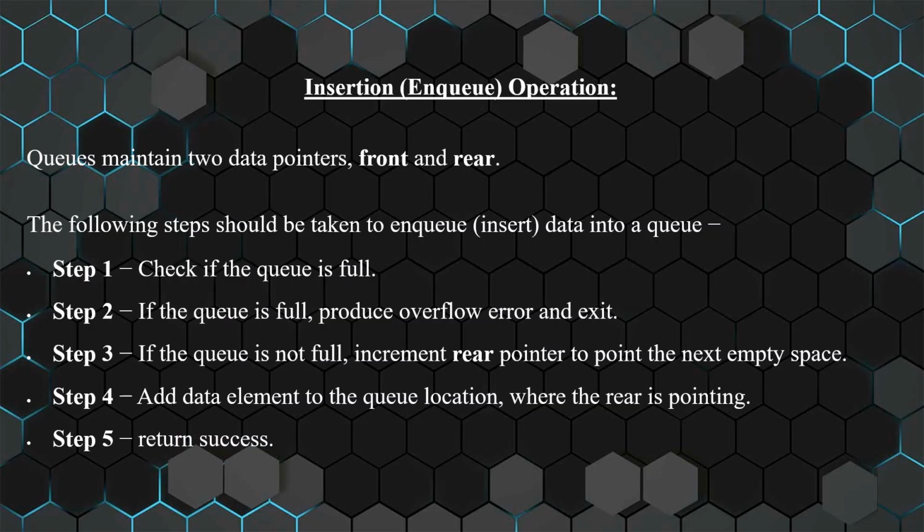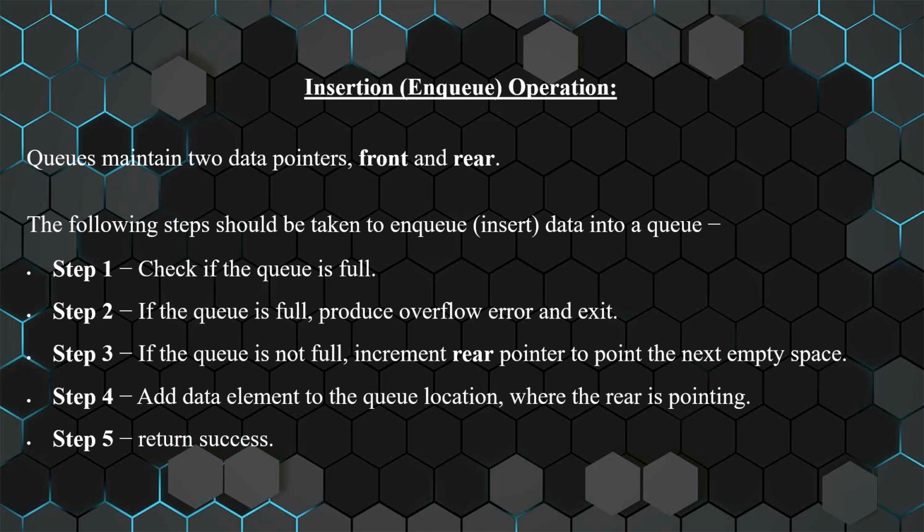For both the operations, that is enqueue and dequeue, the queue data structure maintains two data pointers, that is front and rear. The pointer is actually a variable which is going to hold the address. Front pointer is going to hold the address of the frontmost element that is present in the queue, and rear pointer is going to hold the last element that is inserted in the queue.